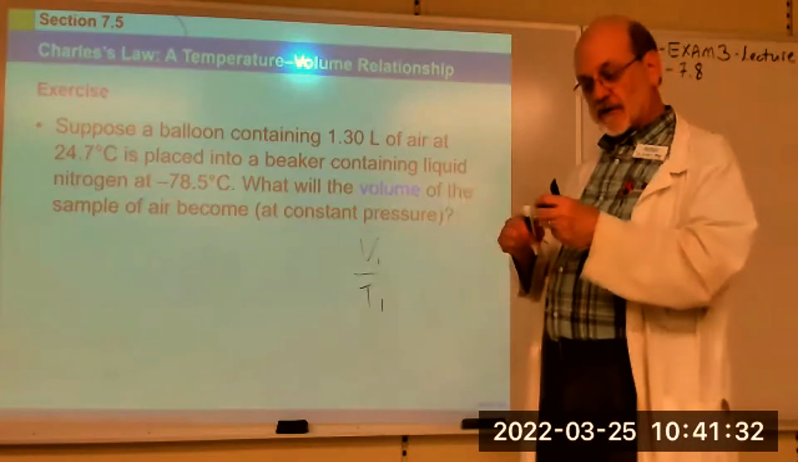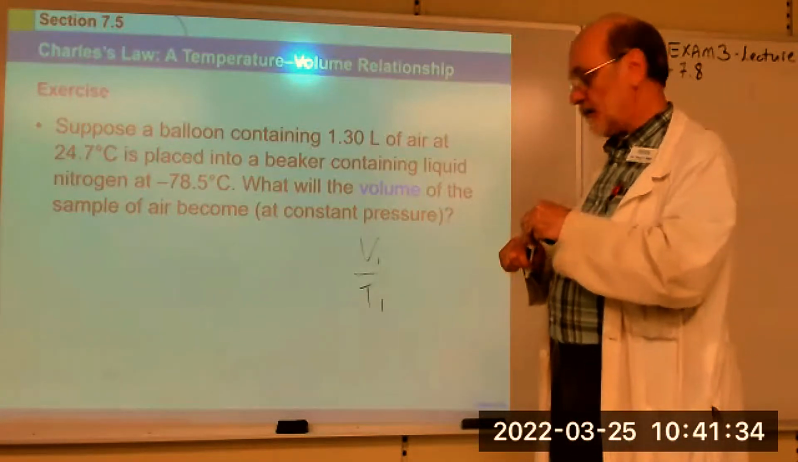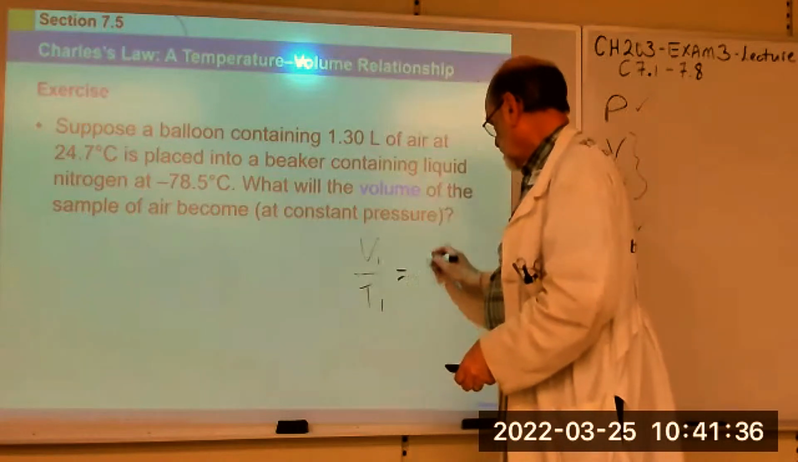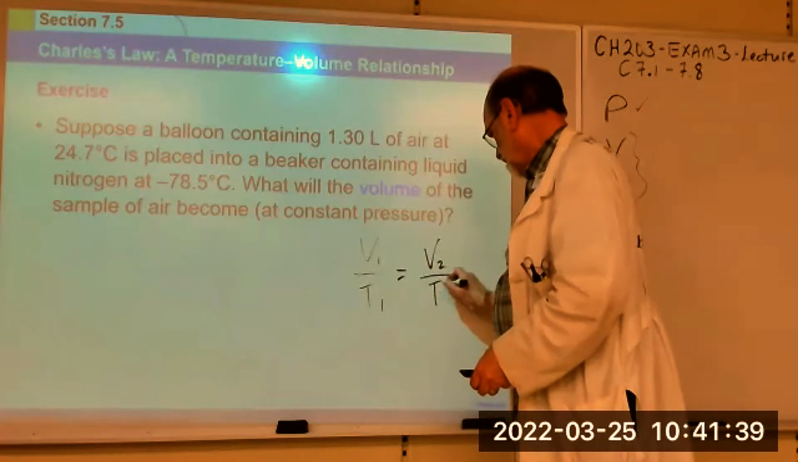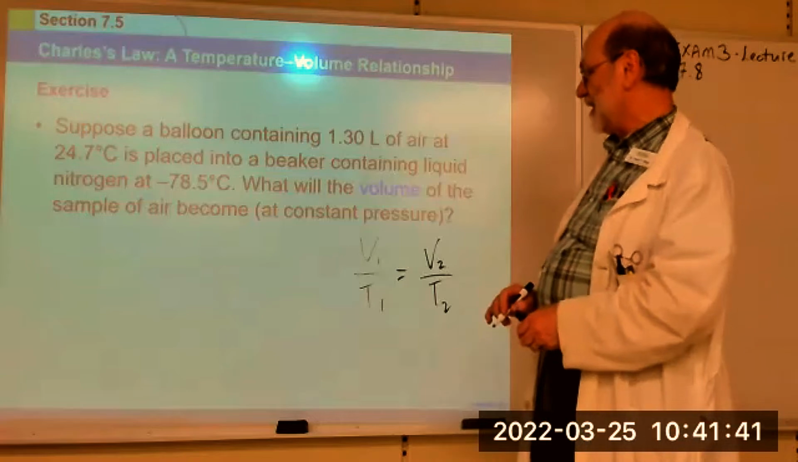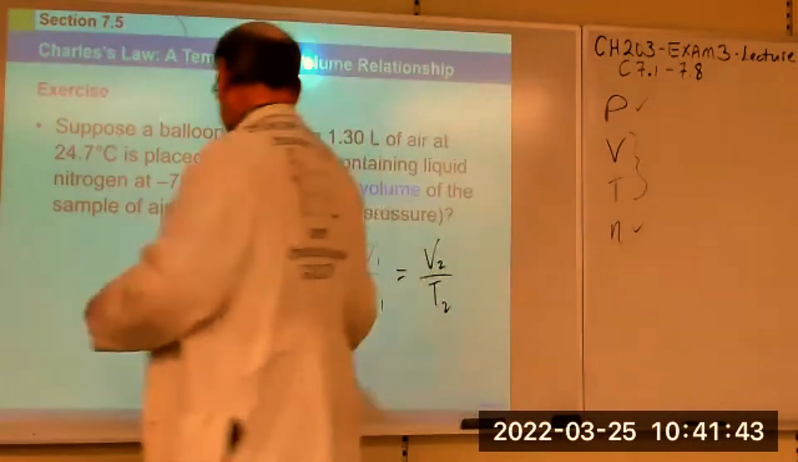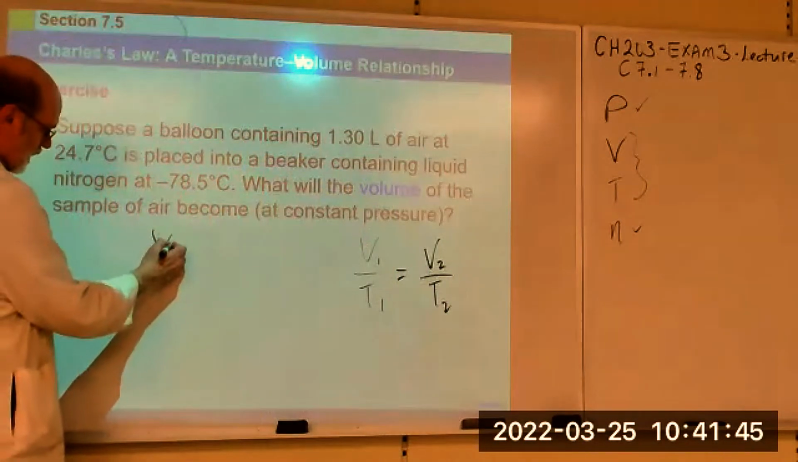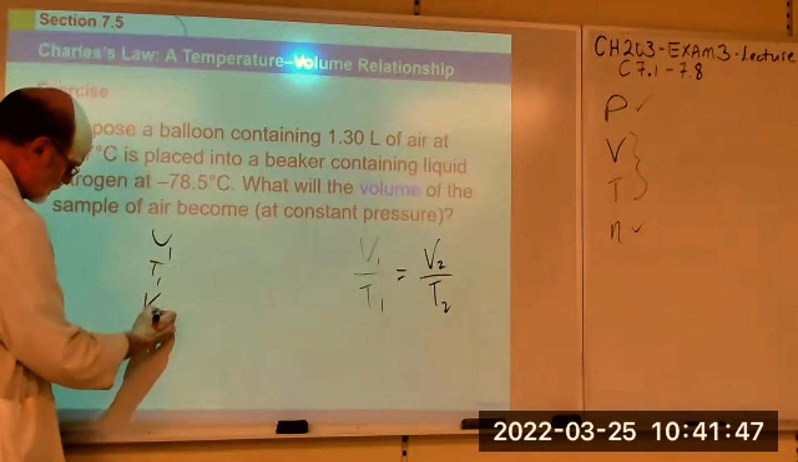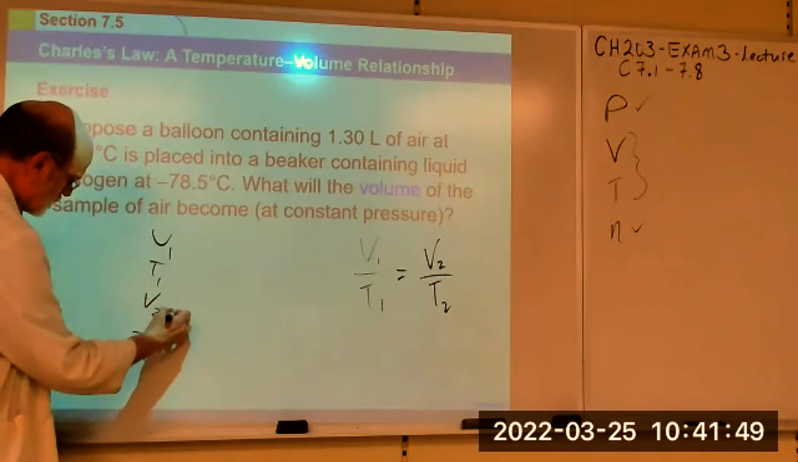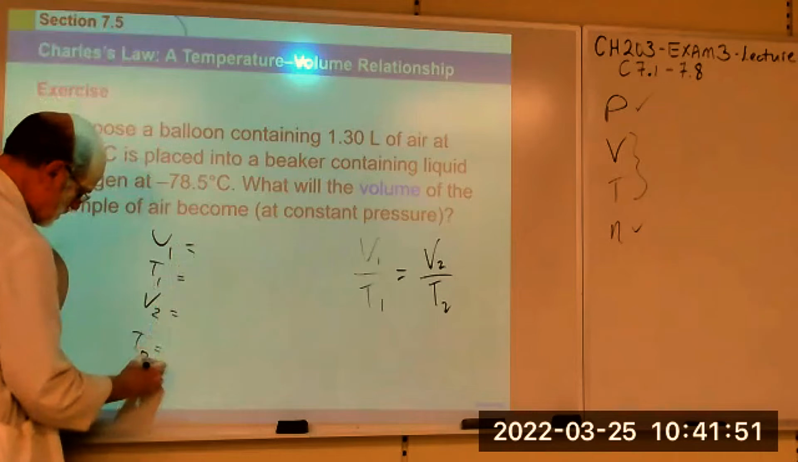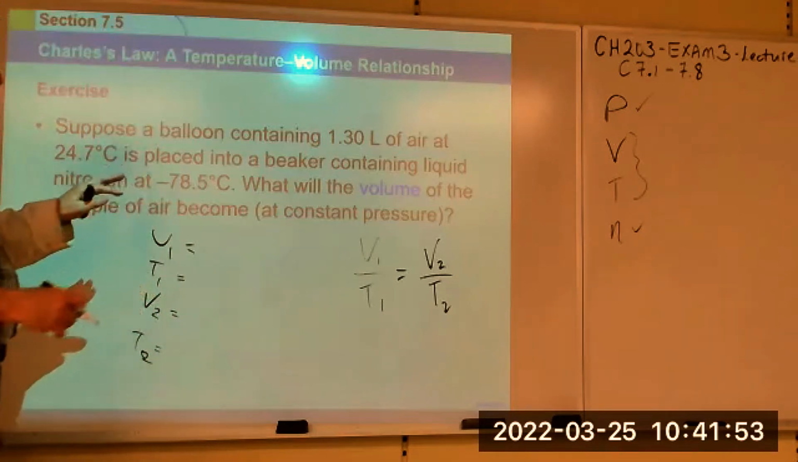You can use that special version of Charles' law. Okay, so you set up your table, right? Volume 1, temperature 1, volume 2, temperature 2. And then you plug in the values.